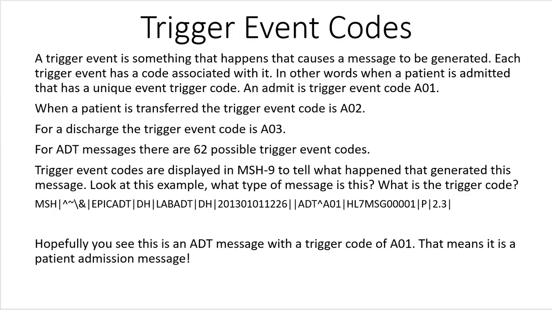Trigger event codes are displayed in MSH9 to tell what happened that generated this message. Look at this example. And what type of message is this? What's the trigger event code, right? So here's our MSH segment. I haven't taught you how to count over yet, but trust me, this is MSH9, right? We can see that this is an ADT message, and it's an A01 event trigger code. So hopefully you found that, and you saw it's an ADT with an A01. That means it's a patient admission message.